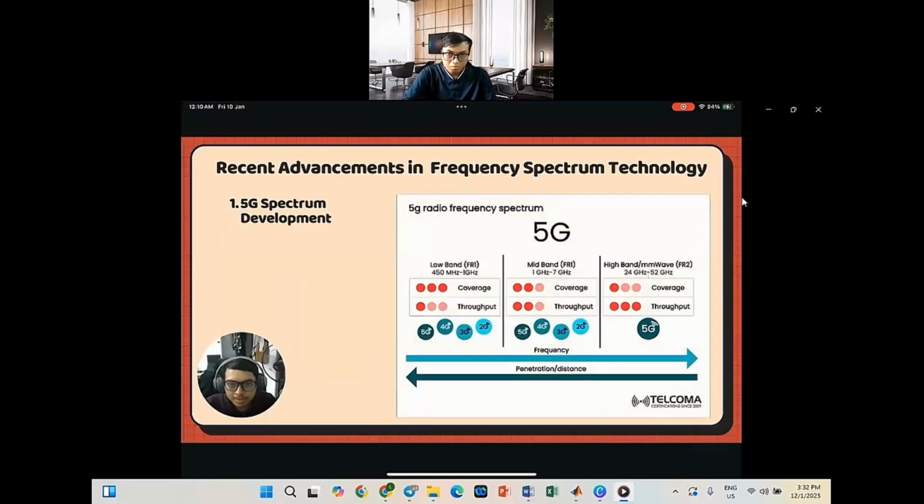Hello, my name is Aipan Haziq. I will continue with my slide, which is recent advancement in frequency spectrum technology. What is meant by recent advancement is the new technology that we get from the frequency spectrum. And one of them is 5G spectrum development, which we have heard of and use in our devices.